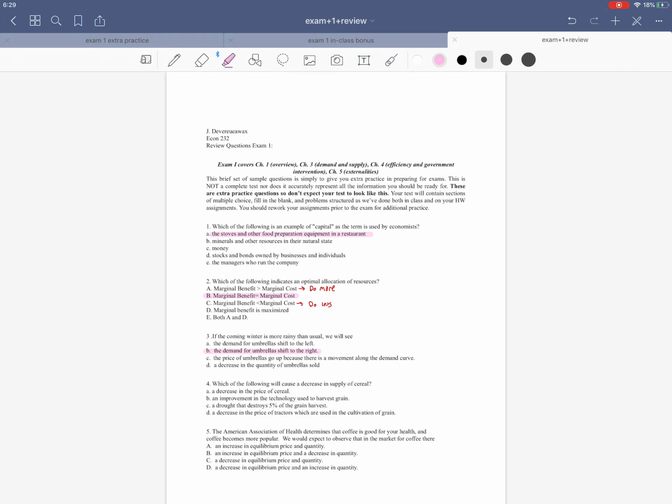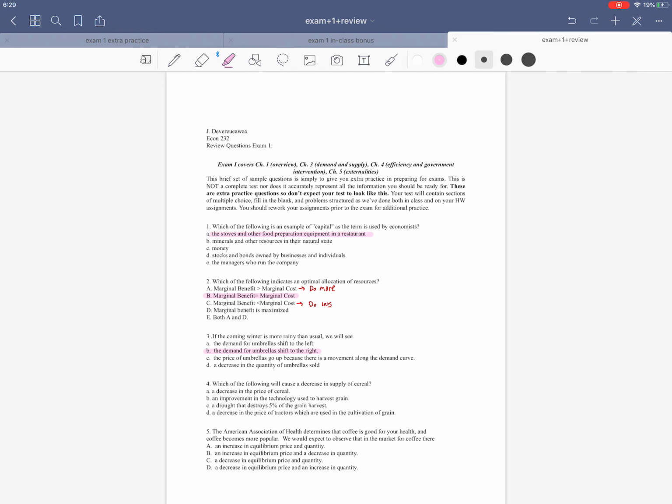So that first part is right, that the price is going to go up, but it's not a movement along the existing demand curve. We're establishing an entirely new demand curve. And then it wouldn't be a decrease in the quantity of umbrellas sold because more people are going to need it since it's raining more.